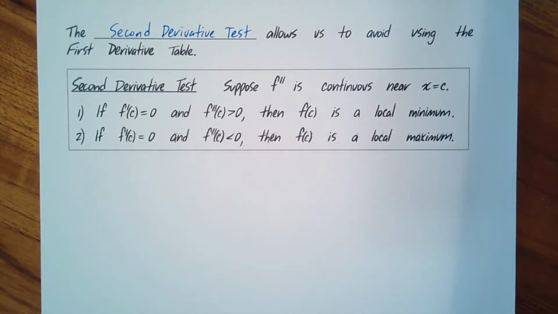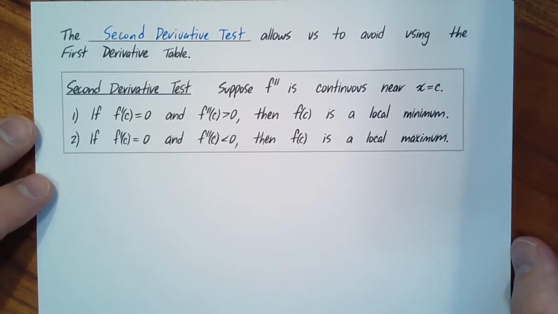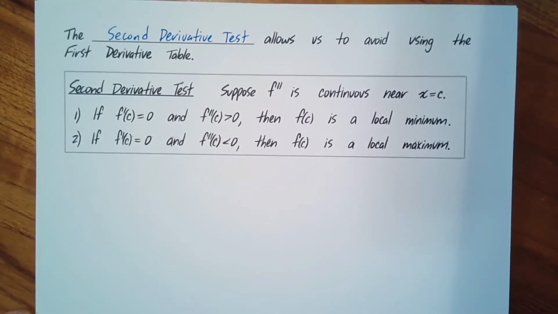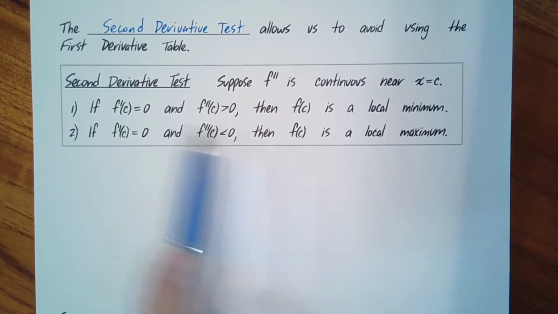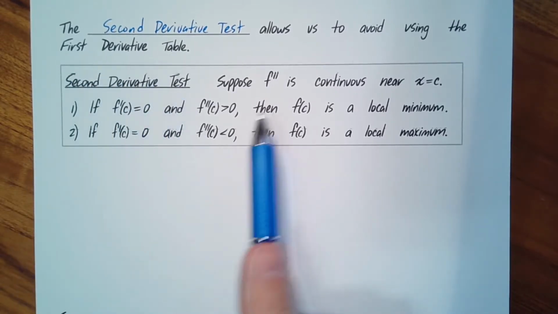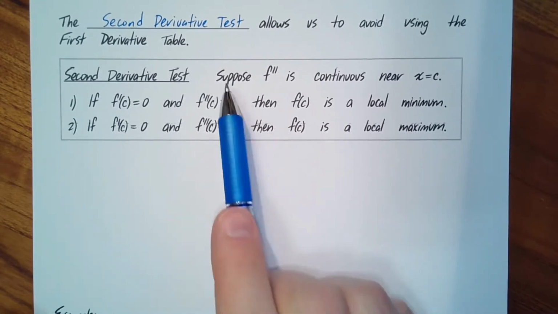And here's a statement of the test, and it tells you pretty much exactly when you're going to be able to do that. And by do that I mean avoid drawing the first derivative table. It tells you when you'll be able to do that and how you'll be able to do that. Okay, so the first thing is when you'll be able to do that.